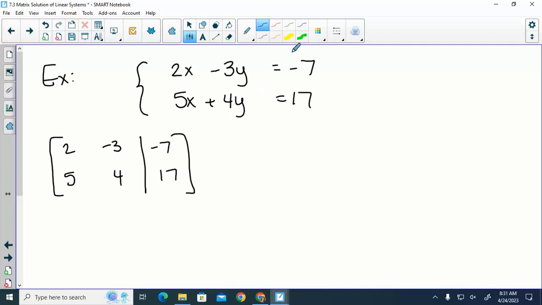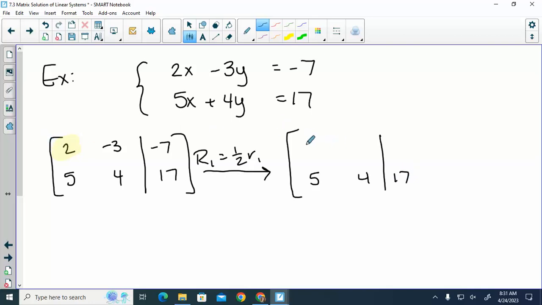To get a 1, you can do the same thing every single time, which is what? Multiply by the reciprocal. So row 2 stayed the same. 2 times a half is 1. Negative 3 times a half is negative 3 halves. Negative 7 times a half is negative 7 over 2. You're welcome to use a calculator if you get to a point when we're adding and subtracting with these fractions. If that confuses you, you have a calculator, so don't get hung up on that.